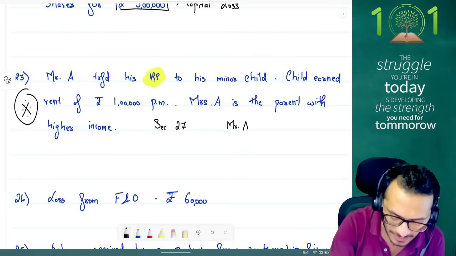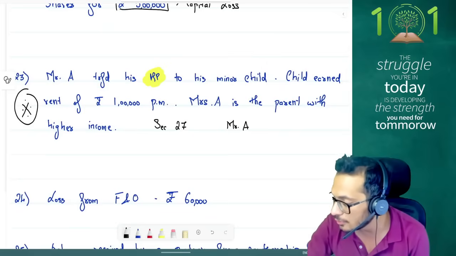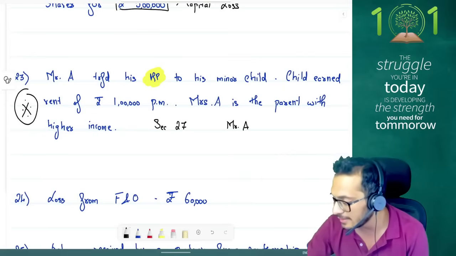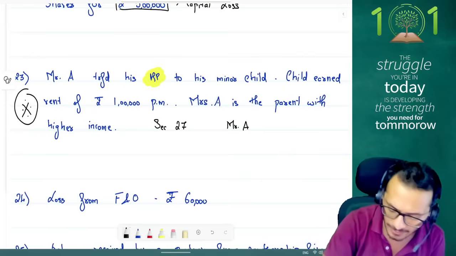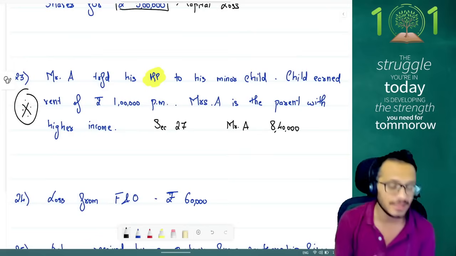It is going to be Mr. A, and Mr. A will be taxed on this whole income, which is 1 lakh rupees into 12 months, which is 12 lakh rupees. But because this is house property, I can claim a 30 percentage reduction. Number becomes 8 lakh 40,000.